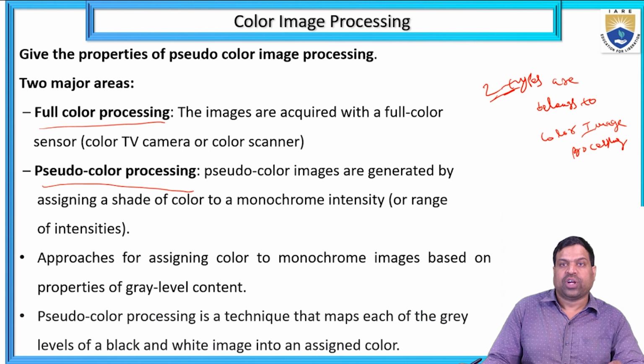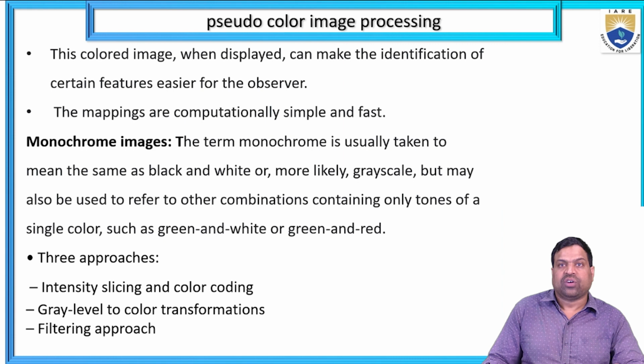In full color processing, the images are acquired with a full color sensor, that is a color TV camera or color scanner. In pseudo color processing, the images are generated by assigning a shade of color to a monochrome intensity or range of intensities. The approaches for assigning color to monochrome images are based on properties of gray level content. Pseudo color processing is a technique that maps each of the gray levels of black and white images into an assigned color. These color images, when displayed, can make the identification of certain features easier for the observer. The mappings are computationally simple and fast.